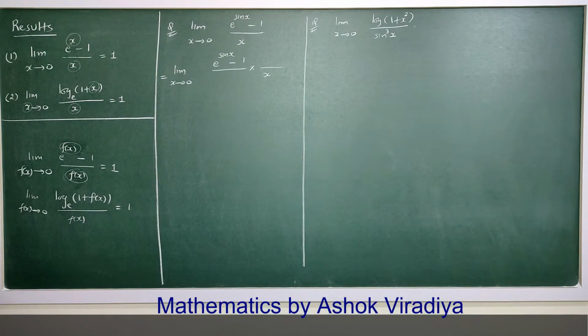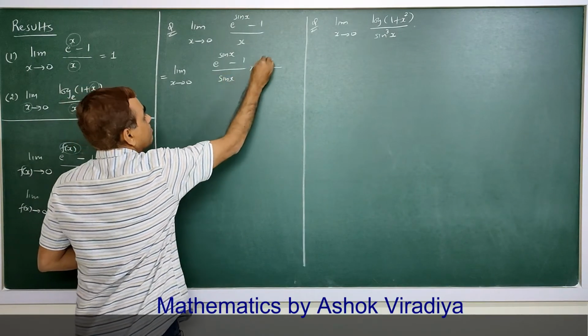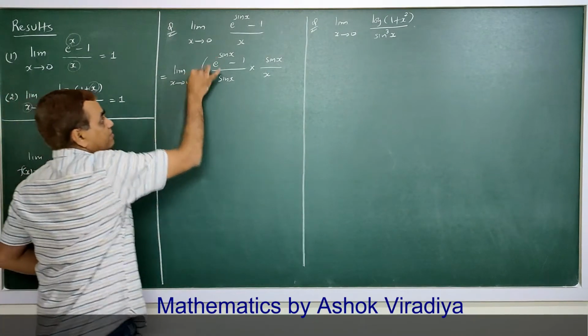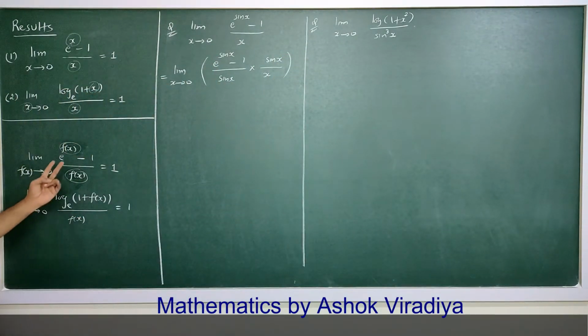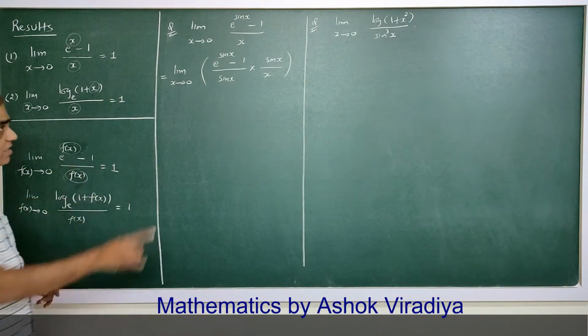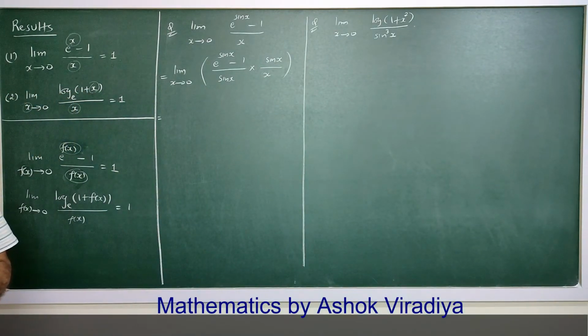x is separated. Now to create this pattern, here is sin x, so we need sin x here. So divide by sin x, multiply by sin x. We cannot change the value, so divide and multiply by sin x. And now you can see this pattern is obtained: e raised to f(x) minus 1 upon f(x). Now if f(x) tends to 0, its limit is 1. So here x tends to 0, so sin x tends to 0, so that will be 1.